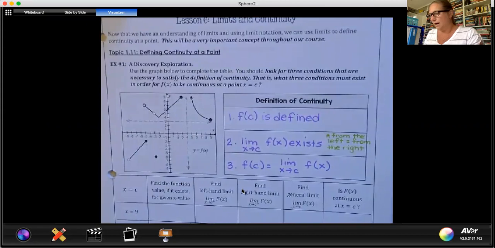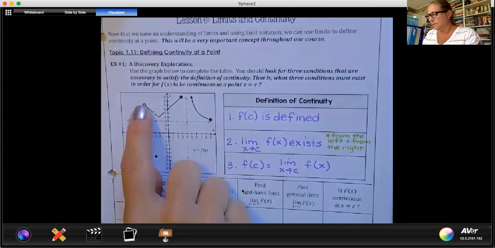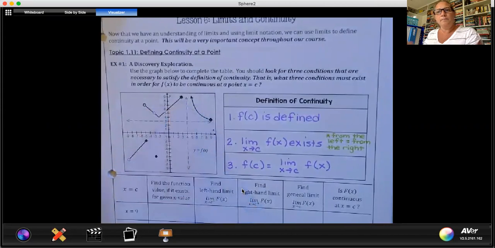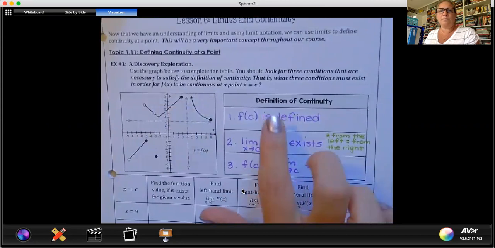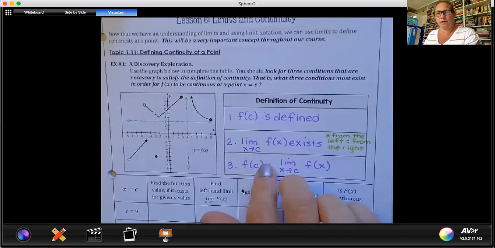Now we can look at a graph and say not continuous, not continuous, not continuous. And we would have done that in an Algebra 1 class or an Algebra 2 class or Math 1, 2, or 3. In calculus, you have to prove why a function is continuous or not continuous.